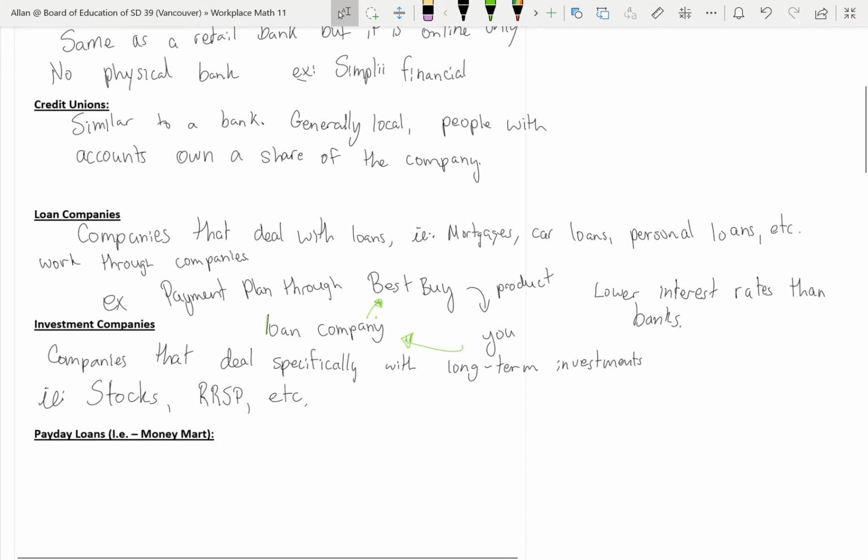Oftentimes banks will do some of these, but for larger investments, you can work specifically through an investment company. So they don't do daily banking.